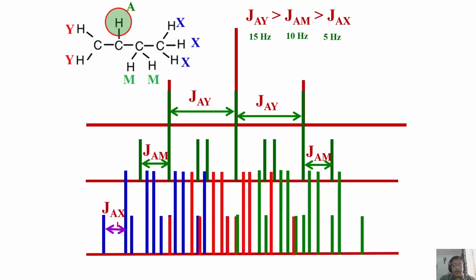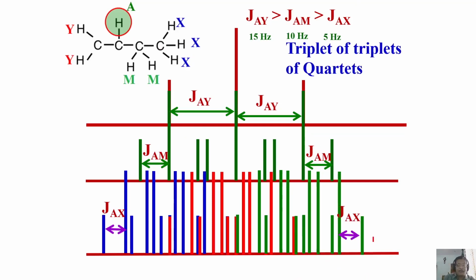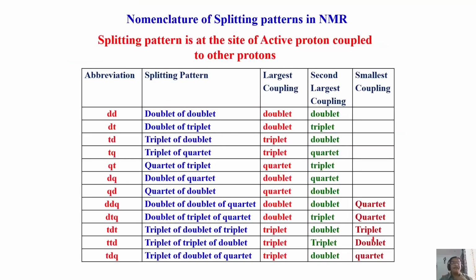What do you call this pattern? It looks very complex. When you want to analyze the spectrum, you will see it is very complex. But you have to give a nomenclature for it. There is a nomenclature name for this splitting. What do you call this one? Larger is triplet, then triplet, and then quartet. So it is called triplet of triplets of quartet. It is called TTQ. So with this, I'll give you a table of nomenclature of splitting patterns in NMR.